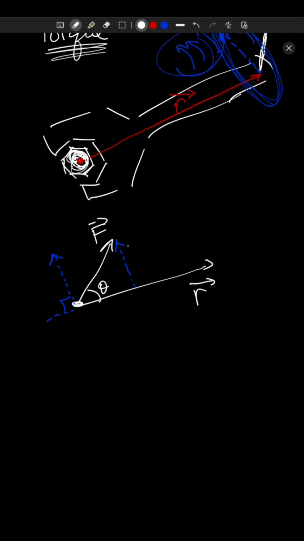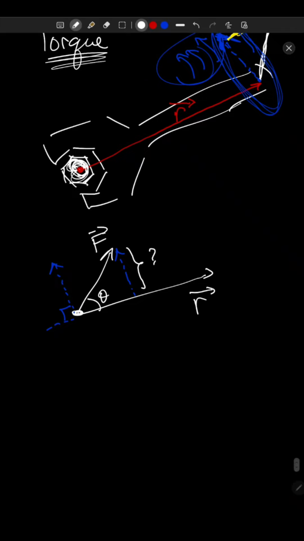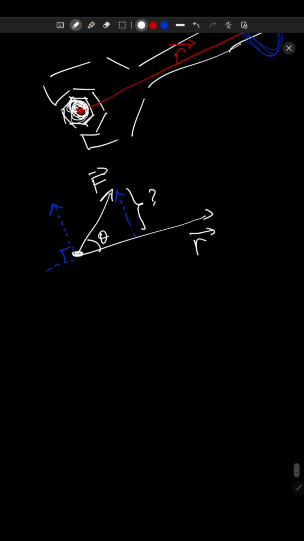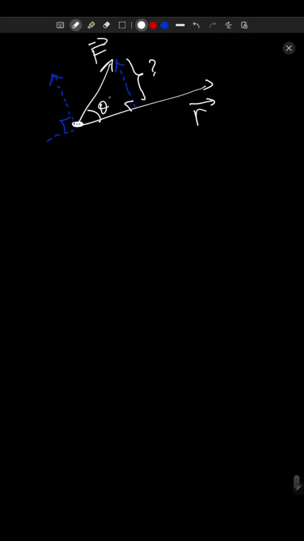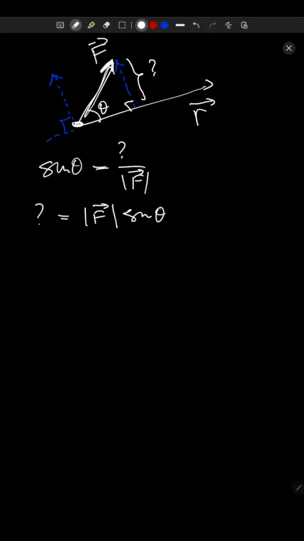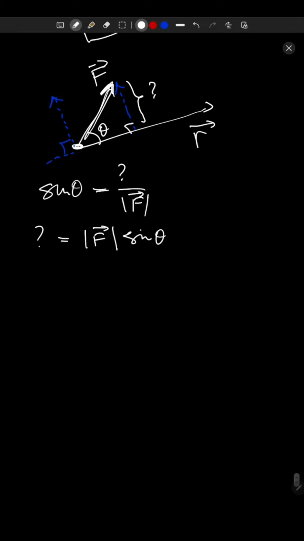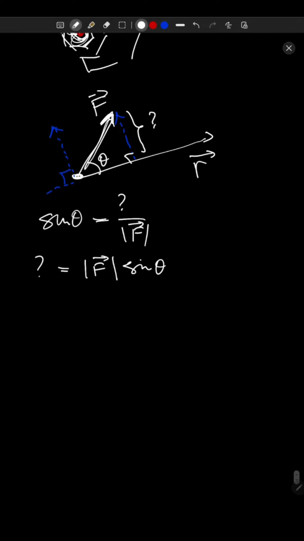So what is the length of this guy right there? And again, it's the same computation we've been doing over and over again. So we have a right triangle. The hypotenuse is known to be length of f, right? The guy we don't know is the opposite side. So we look at sine of theta. That's equal to the guy we don't know over the length of f. And so the guy we don't know is length of f times sine theta. Okay. All right.